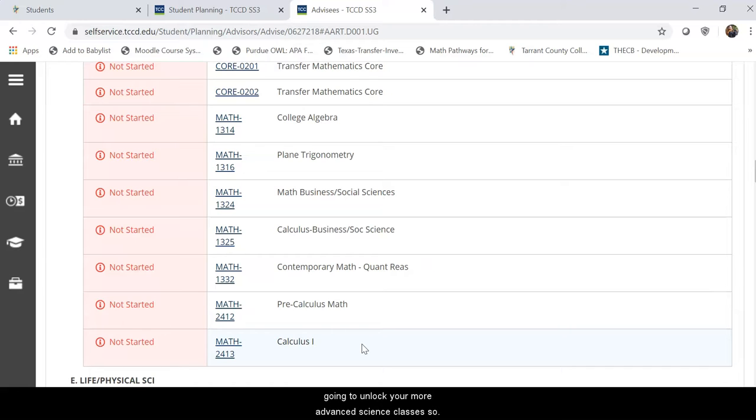The math classes are going to unlock your more advanced science classes. So engineers, computer scientists, we got to get you through pre-cal and calculus for you to take your more advanced physics courses.